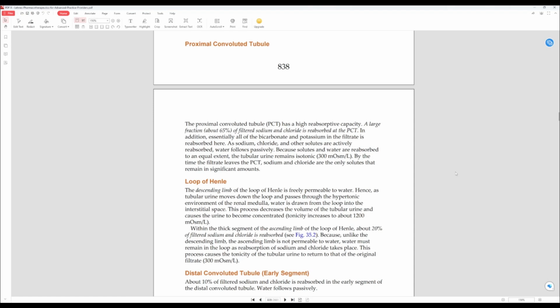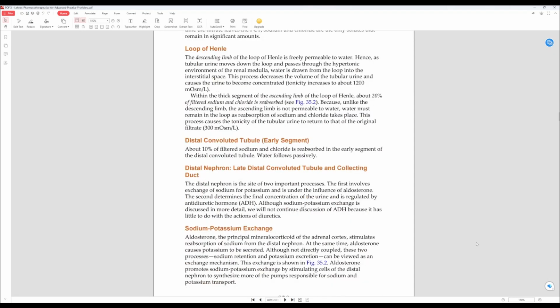As sodium, chloride, and other solutes are actively reabsorbed, water follows passively. Because solutes and water are reabsorbed to an equal extent, the tubular urine remains isotonic, about 300 mosm. By the time the filtrate leaves the PCT, sodium and chloride are the only solutes that remain in significant amounts. The loop of Henle.